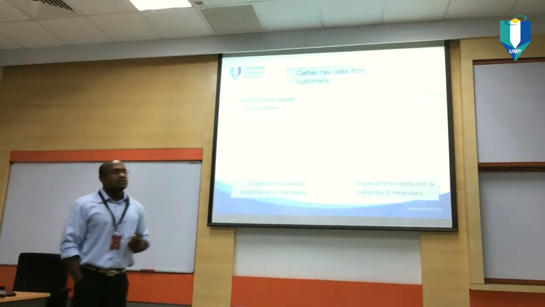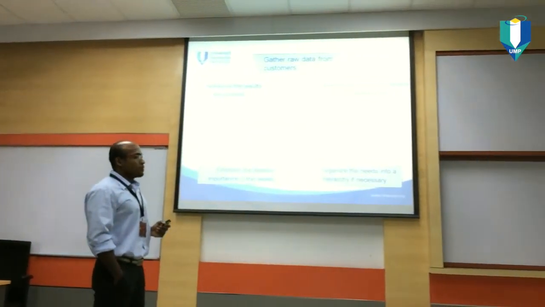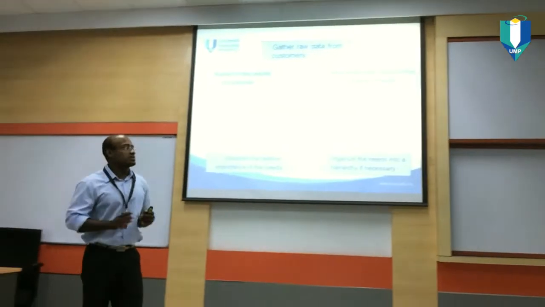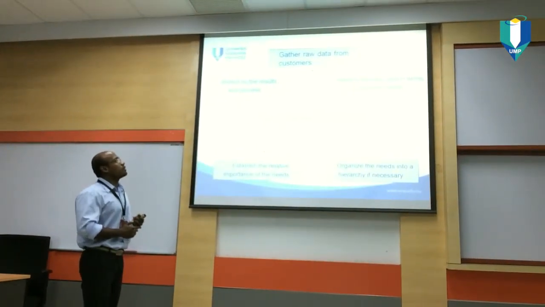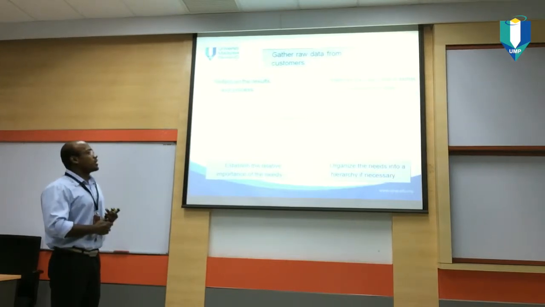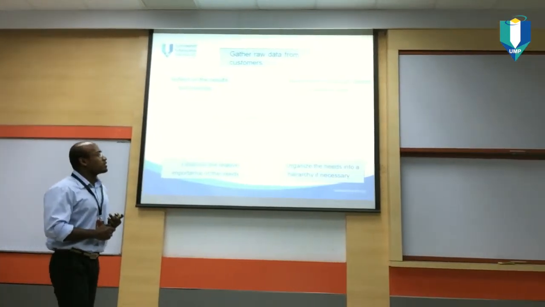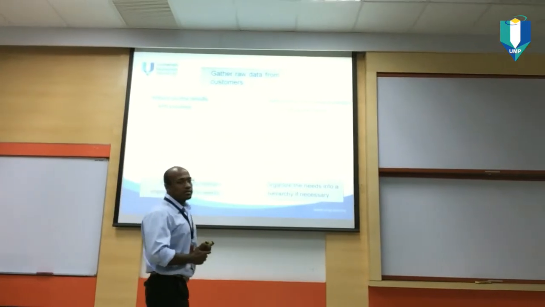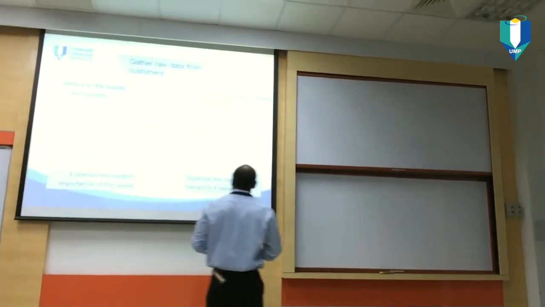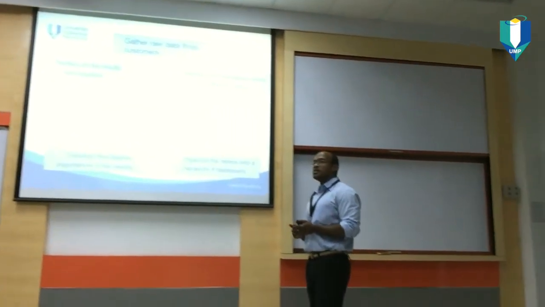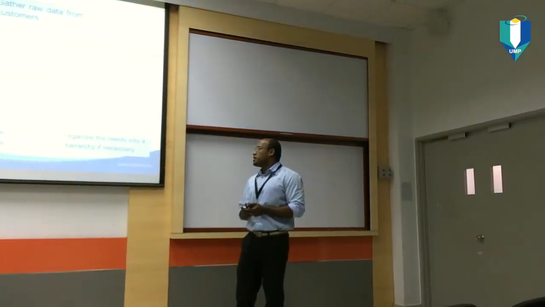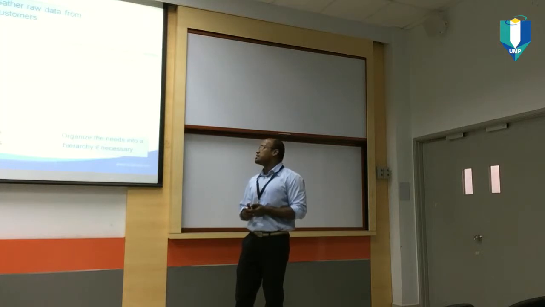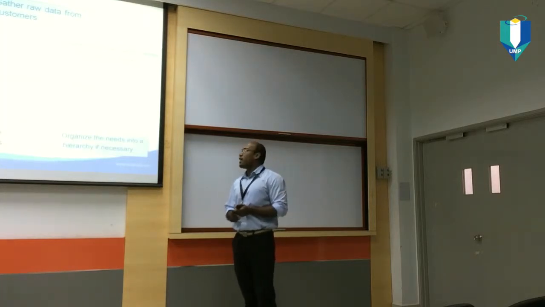And then the steps for identifying customer needs. Usually there are six general steps. The first one is gather raw data from customers. The second one is interpret the raw data in terms of customer needs. The third one is organize the needs into a hierarchy if it is necessary. The fourth step is establish the relative importance of the needs. And the last one is reflect on the results and process.